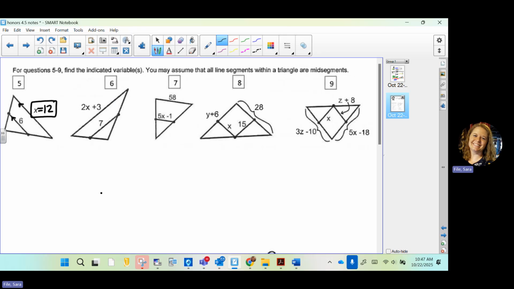Now, 6 is not as simple because we've got an expression and not just an integer value, but we can still set it up. We can say, what should that side come out to be? This side should be 14. So I'm going to set those equal. I'm going to say 2x plus 3 should be 14, and then I'm going to solve.